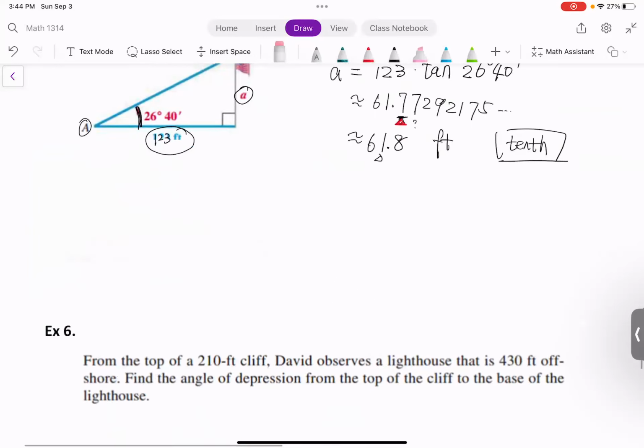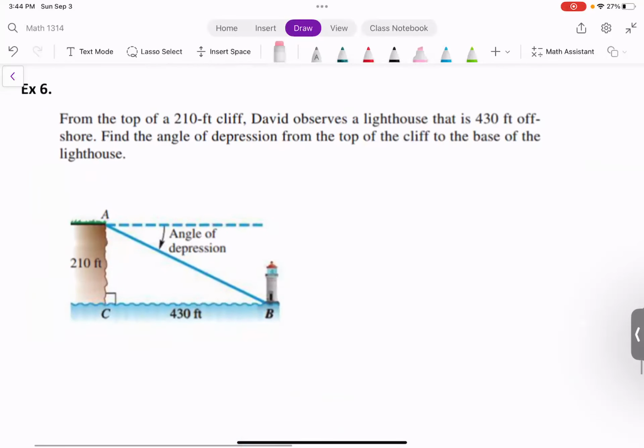All right, let's see the next example. Example 6. From the top of a 210 feet cliff, David observes a lighthouse that is 430 feet offshore. Find the angle of depression from the top of the cliff to the base of the lighthouse.